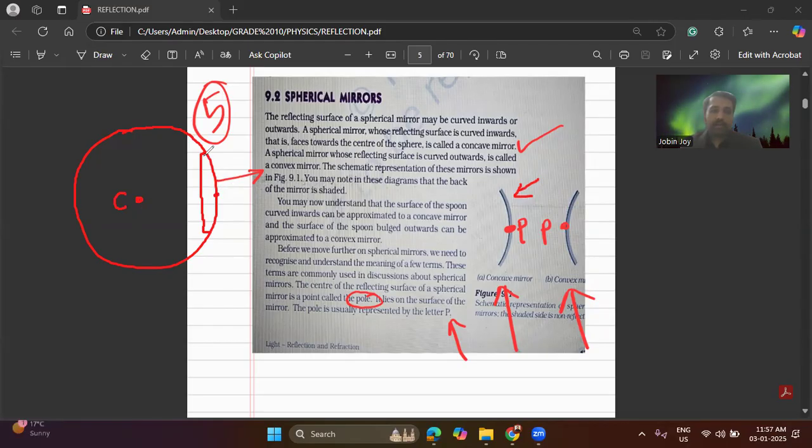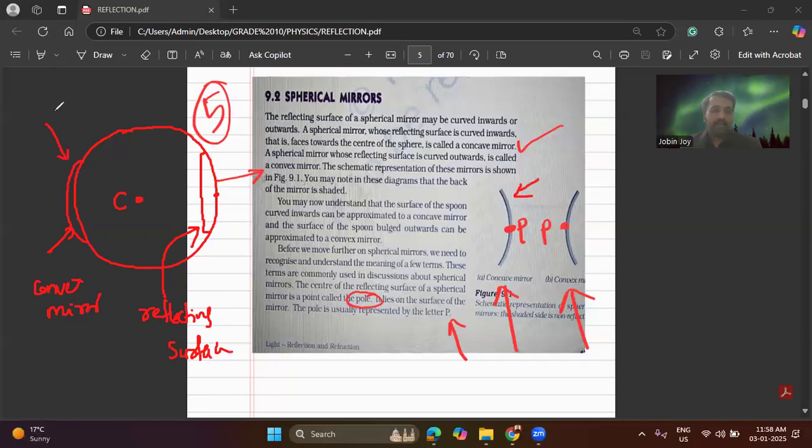And for example, if the reflecting surface is inside this sphere like this, this is what is called a concave mirror. If the reflecting surface is outside, for example, if the reflecting surface is like this outside, this is what is called a convex mirror. So reflecting surface will be outside.